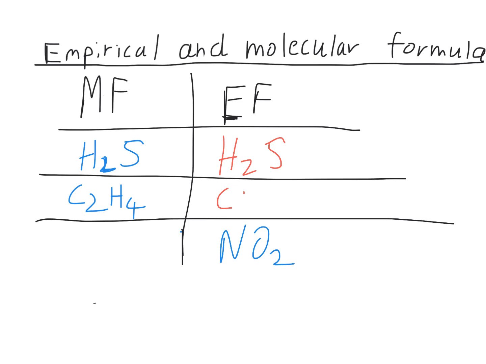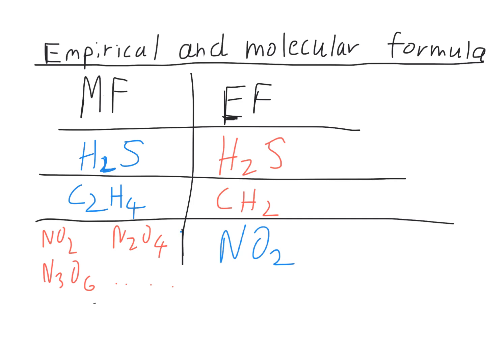Its empirical formula, therefore, will be CH2. Question 3 has NO2. Now, with that empirical formula, your molecular formula could be a range of things. It could be NO2, it could be N2O4, it could be N3O6, and so on and so forth. As you can see, the options are limitless.